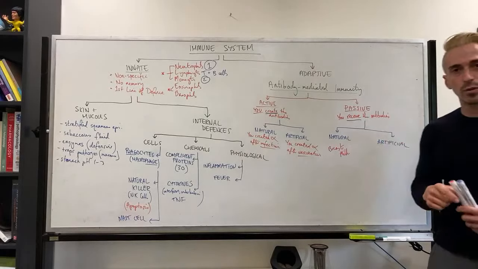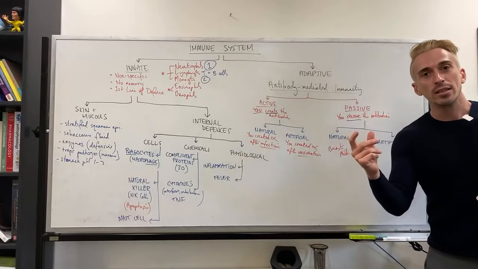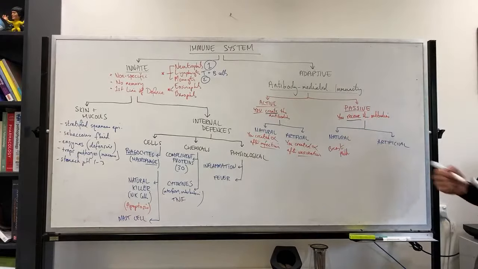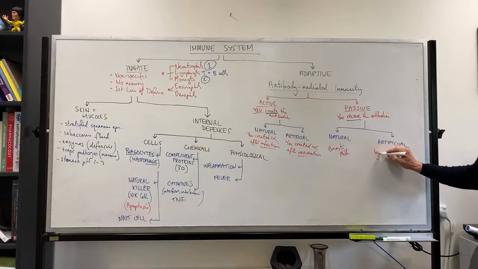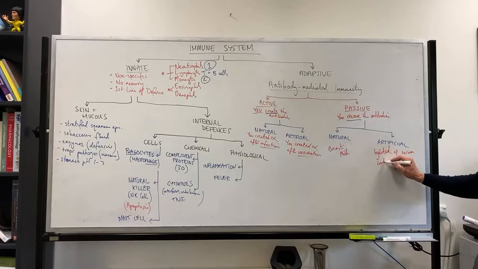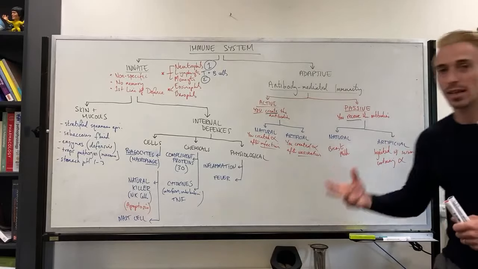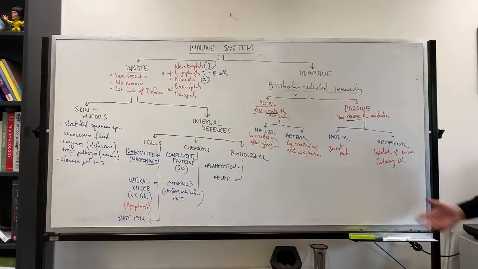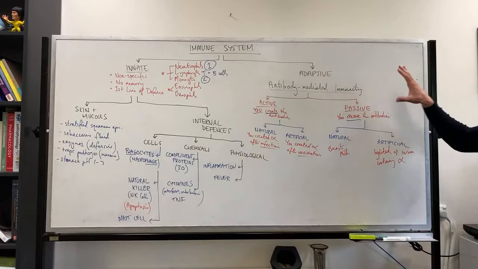Artificially acquired passive immunity is when you get injected with antibodies. And it's not that common, but basically you get injected with serum containing antibodies. Right? And that can happen for some diseases. So there are some diseases where we don't have vaccinations, but we have to give people serum, for example. All right. So that is antibody-mediated immunity.